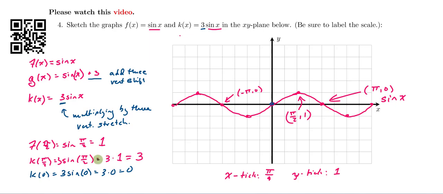And so just like f, k will output the ordered pair 0, 0 there. But when I input pi over 2, we saw that that would output a 3. So that would be this point right here. And these are the points we end up plotting for the graph of k of x.